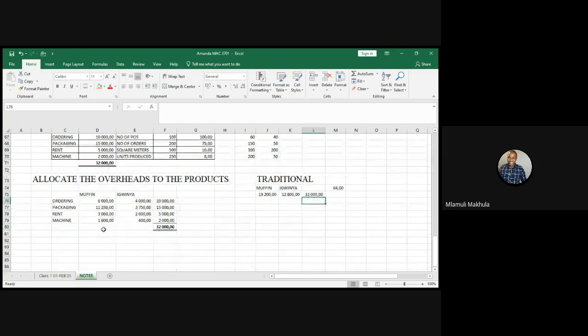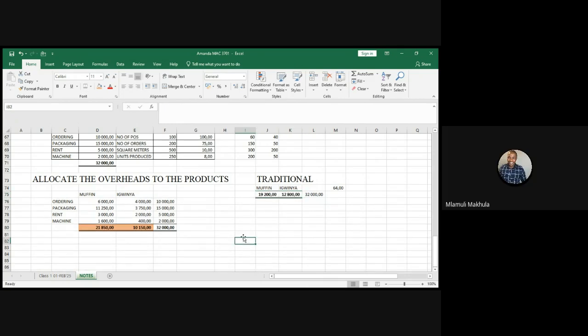I want to show you the mess of this method. Check the difference. According to the activity-based method, we're supposed to allocate 21,850. But on this side we allocated 19,200. So meaning we under allocated, my friend. Are you with me?